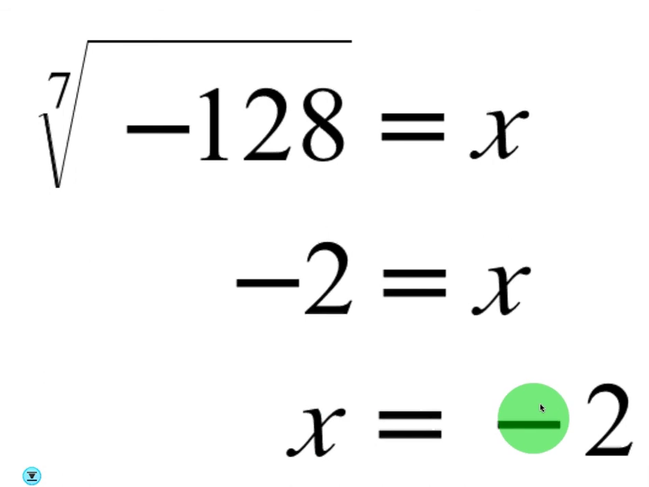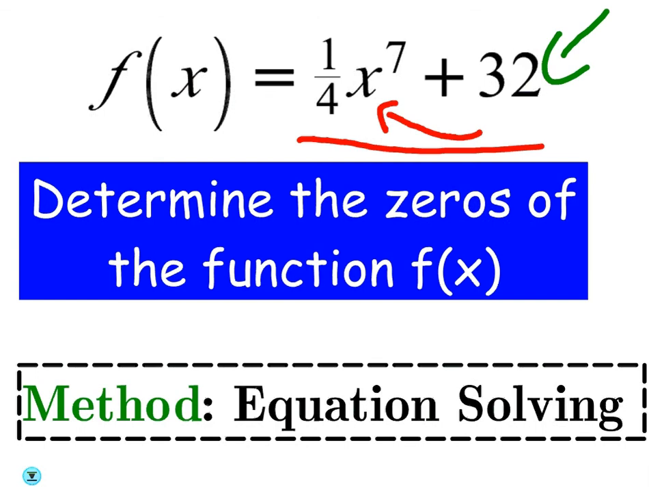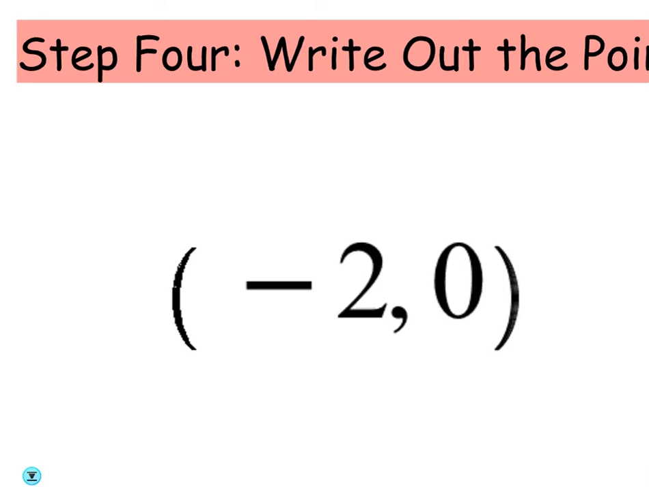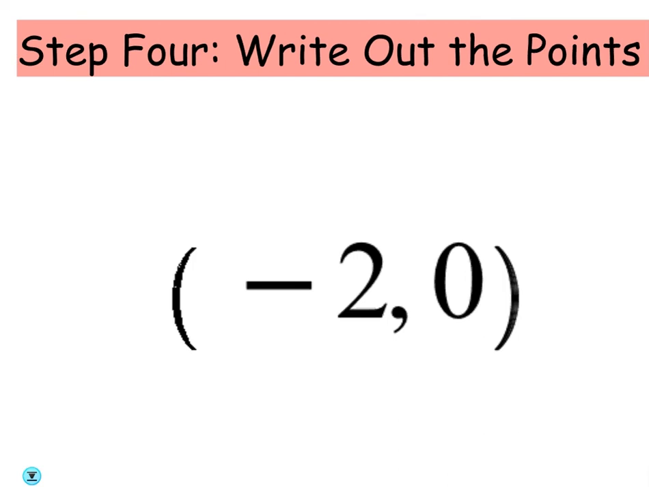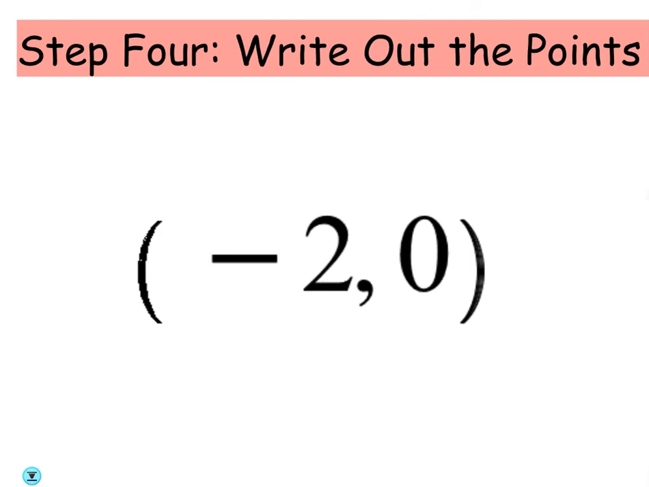What that means is this function's graph, 1/4 x to the 7th plus 32, crosses the x-axis at negative 2, 0. Yes, the y value is 0. So remember, an x-intercept is a point. I'm going to show you guys the graph of this.